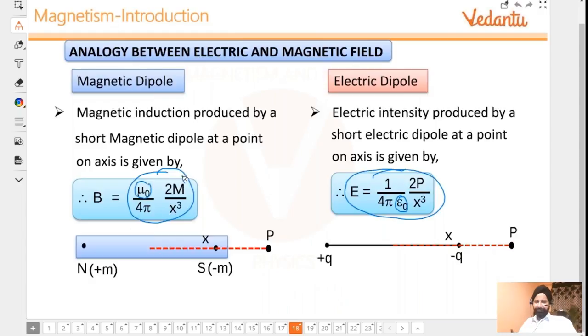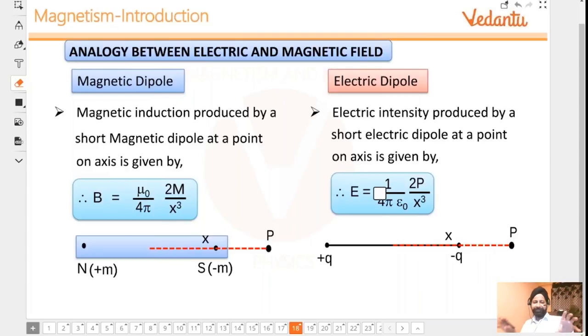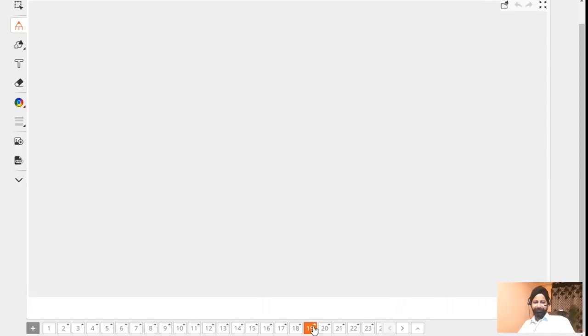Now, similarly, the magnetic moment here is the same as the electric moment there. Distance is distance, it doesn't matter. 4 pi after all is 4 pi, nothing changes. So I would really suggest that you take a note of this, because then you will be comparing side by side. There are more similarities coming up here. Look at this.